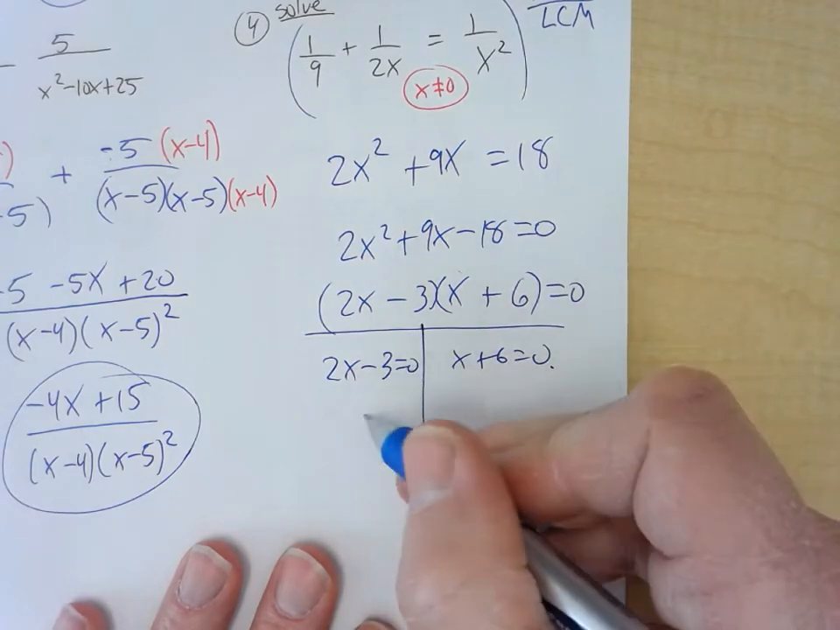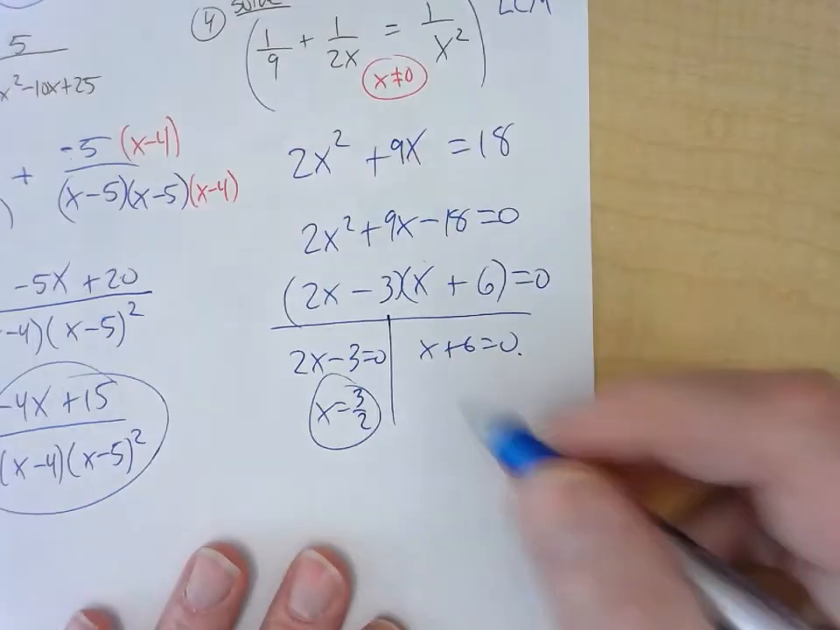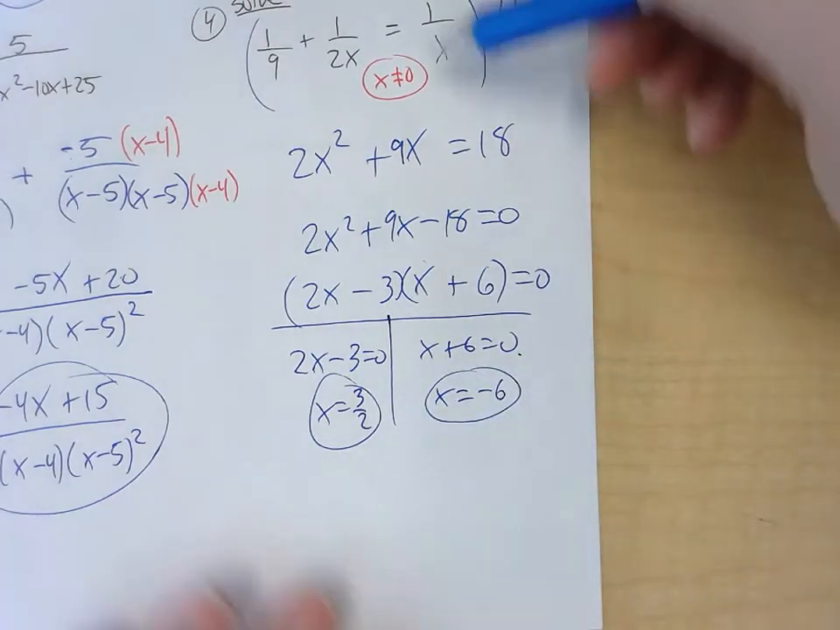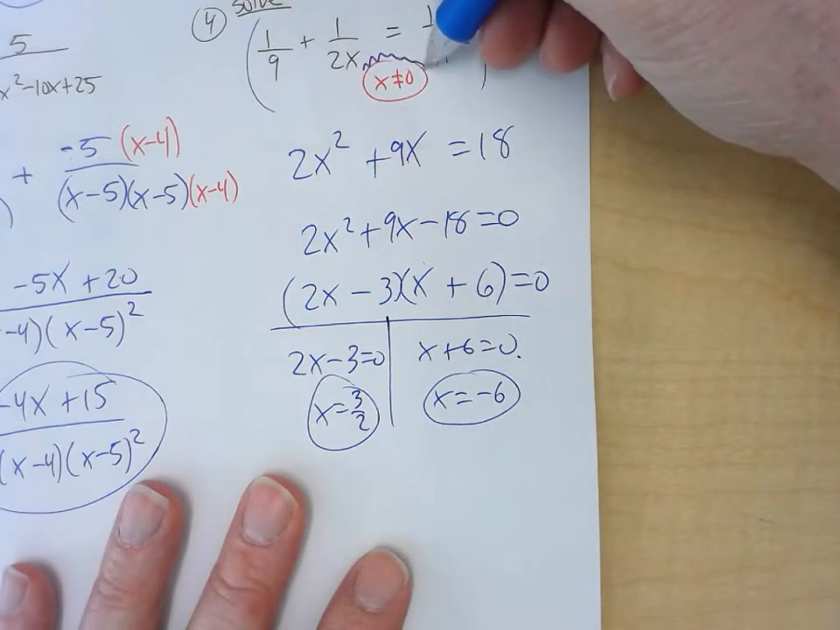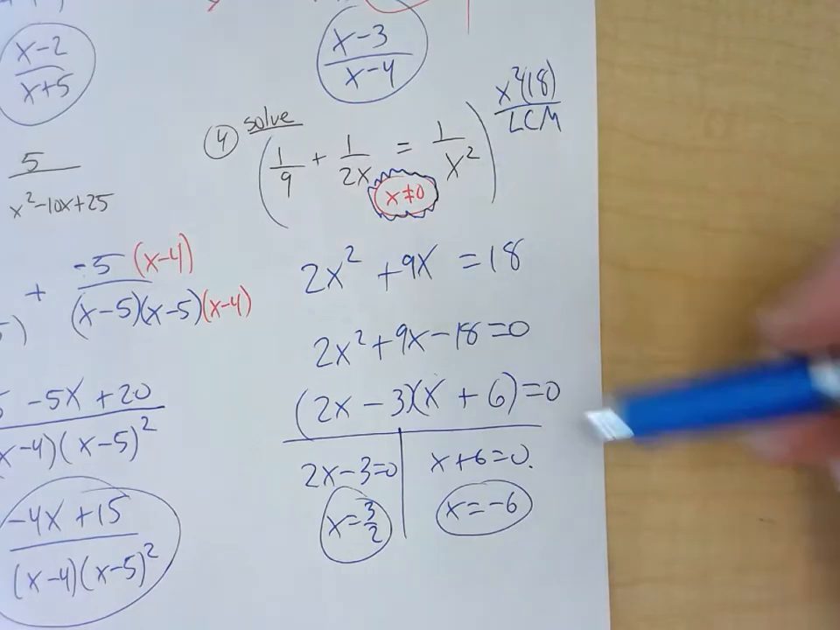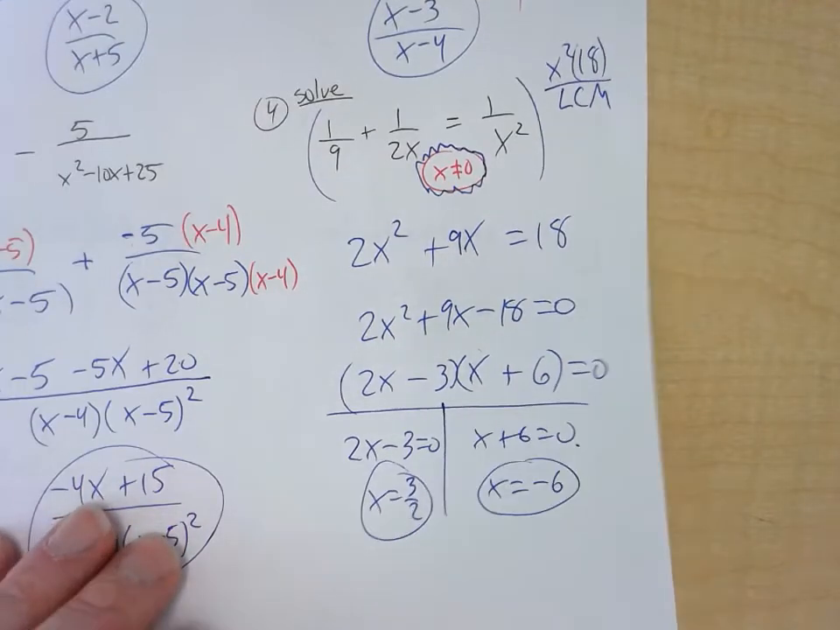Add the 3, divide by 2, and we get 3 halves. That doesn't interfere with the puffy cloud. Subtract the 6 over, and we get negative 6. I call this a puffy cloud because I always make a little puffy thing around it. Those are my restrictions on this. Restrictions are really important when it comes to solving, because sometimes you can get no solution.